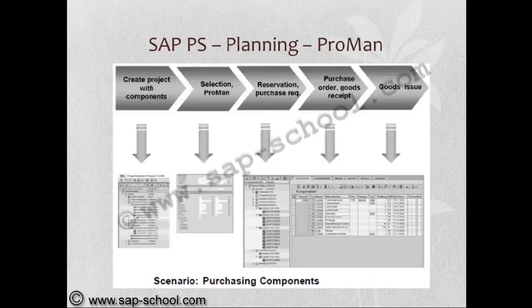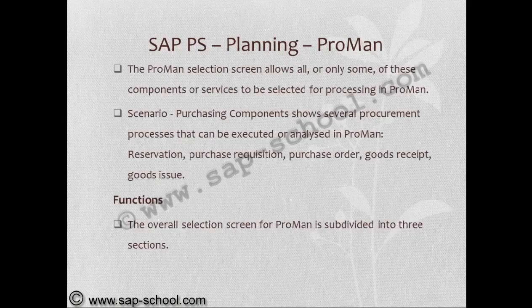And in Proman, consider the scenario for purchasing components: create a project with components, then selection for Proman, then reservation and purchase requisition, purchase order, goods receipt, goods issue. The entire stages will be there. The Proman selection screen allows all or only some of these components or services to be selected for processing in Proman. The scenario of purchasing components shows several procurement processes that can be executed or analyzed in Proman, like reservation, purchase requisition, purchase orders, goods receipt, goods issue.